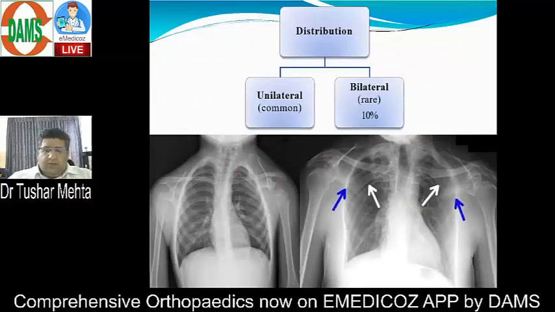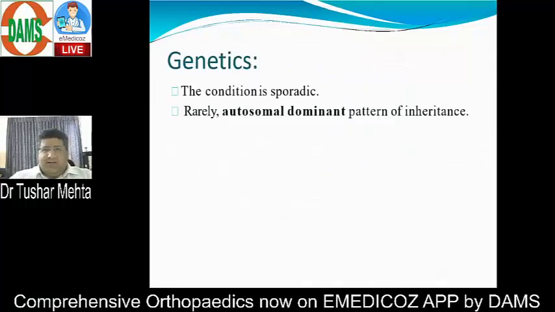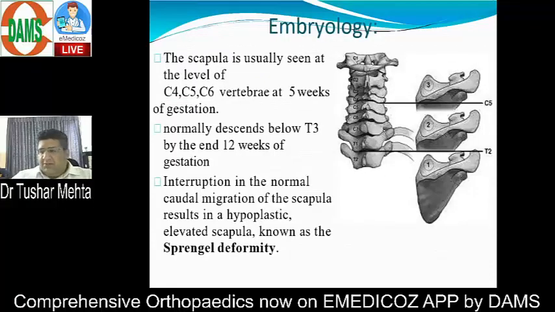Now moving ahead, there is a small slide I put up here regarding the genetics part, although it is hardly required for your clinical knowledge. The condition is sporadic, but yes, rarely an autosomal dominant pattern of inheritance has been noted. Now let's come to the actual business. Let's come to the embryology, where the topic ideally should start.